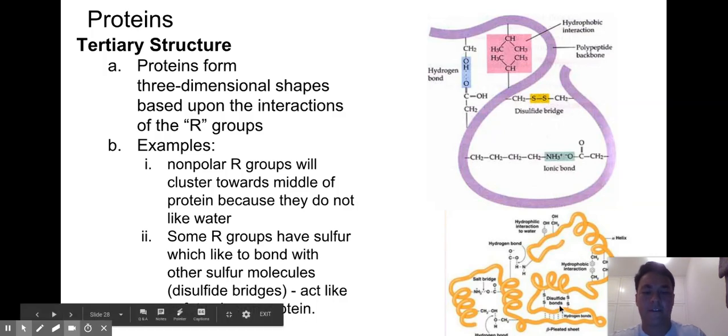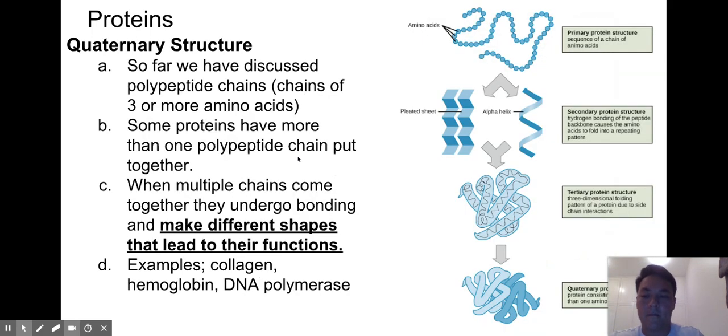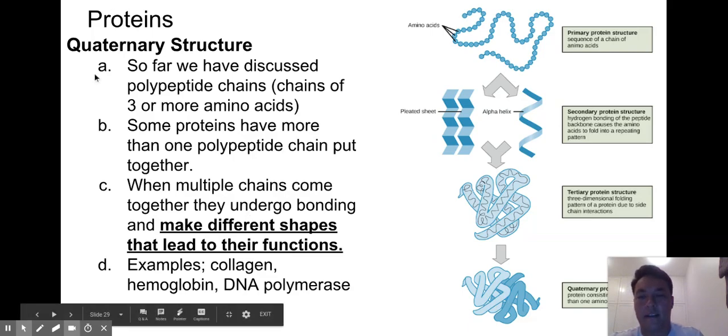Some of them have sulfur, and those are cysteine amino acids, and they like to bond to each other, so they're going to make disulfide bridges, which is pretty cool. And you can have acids and bases as well. All right, and then you can have multiple proteins come together like hemoglobin. We watched a little video on it, and that's 4 different protein chains coming together, and that's called quaternary structure, or the 4th level.